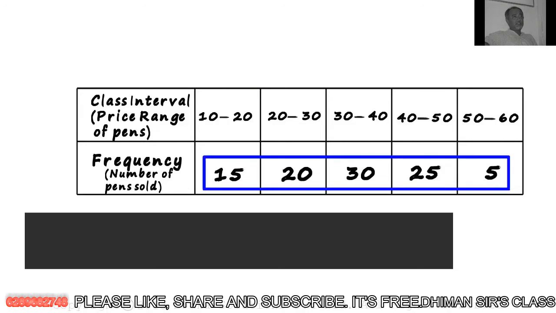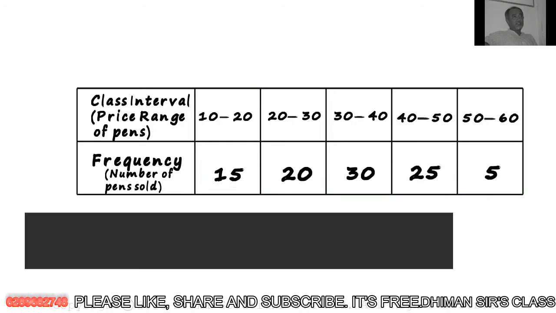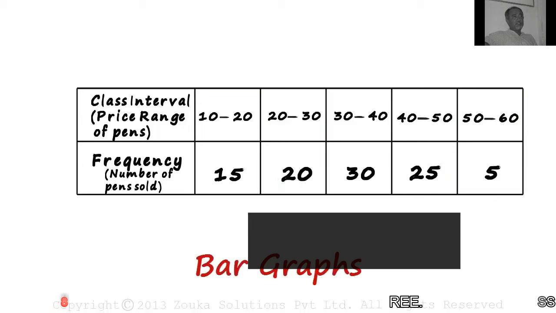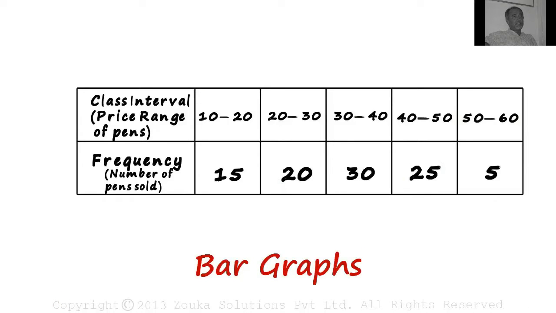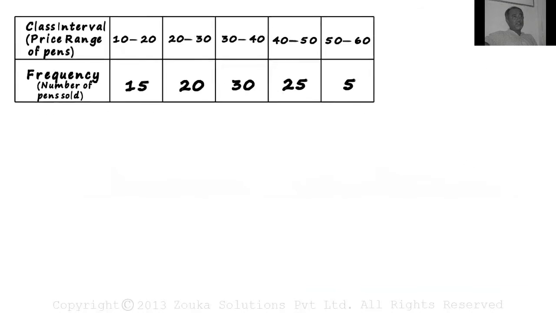In the second row, we have the number of pens sold for each category. 15 pens of this category were sold, 20 of this category, and so on. Until now, we have seen examples of bar graphs but never seen bar graphs used to represent continuous form of grouping. Let's see how we can do that.